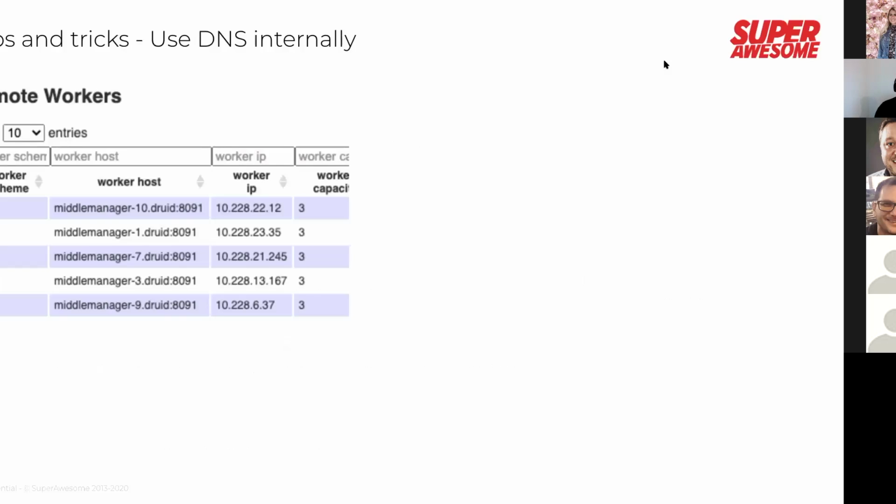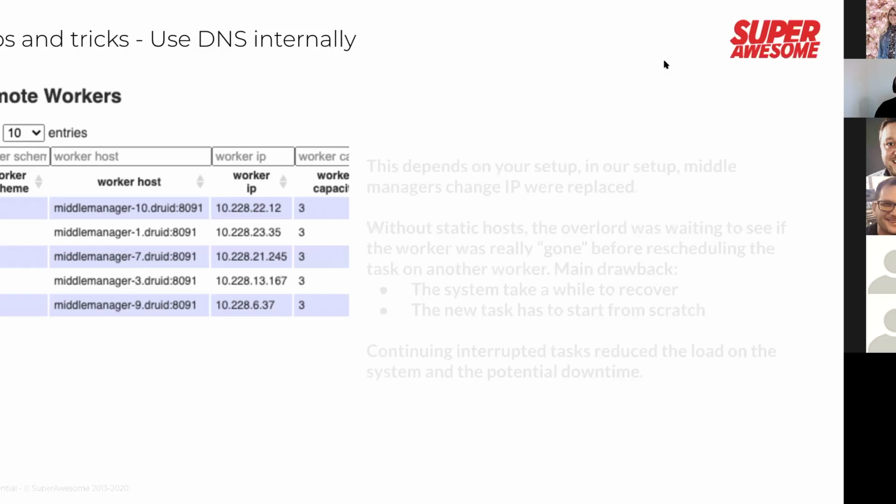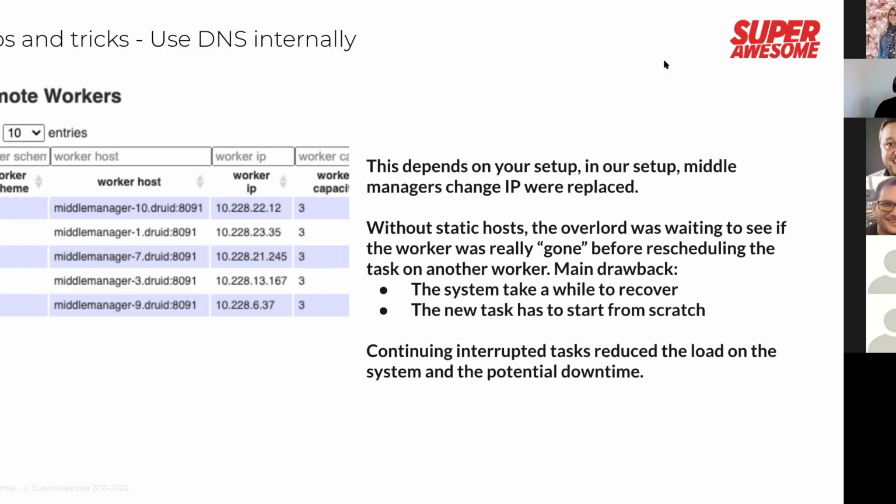So we get to tips and tricks. One of the ones that really helped us in a previous version of Druid is to create some DNS records for the different Druid services. So in our case, because we run Druid on Kubernetes, when we restart a Druid service, it actually changes IP.